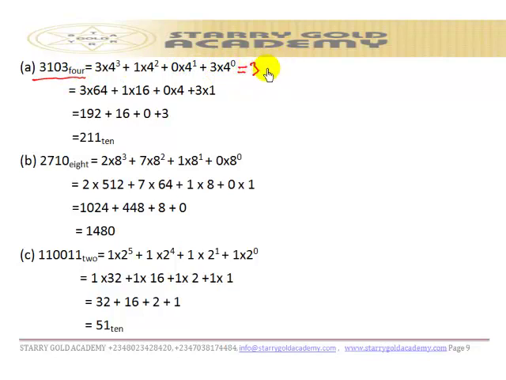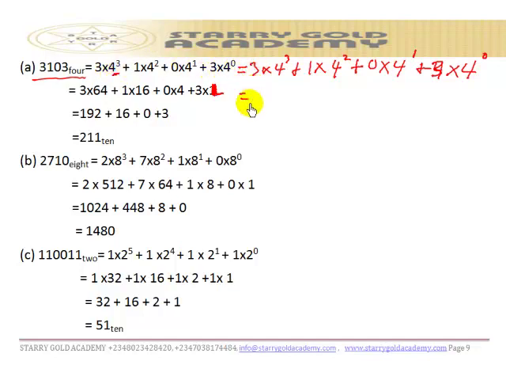When you expand, 3 times your base power 3, plus 1 times your base power 2, plus 0 times your base power 1, plus 3 times your base power 0. So this place is 3 times 4 power 0, which is 1. So from what I wrote here, 4 power 3 is 64.